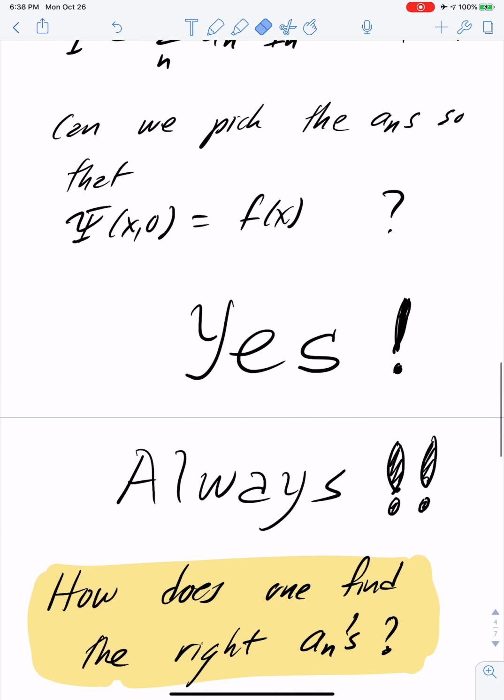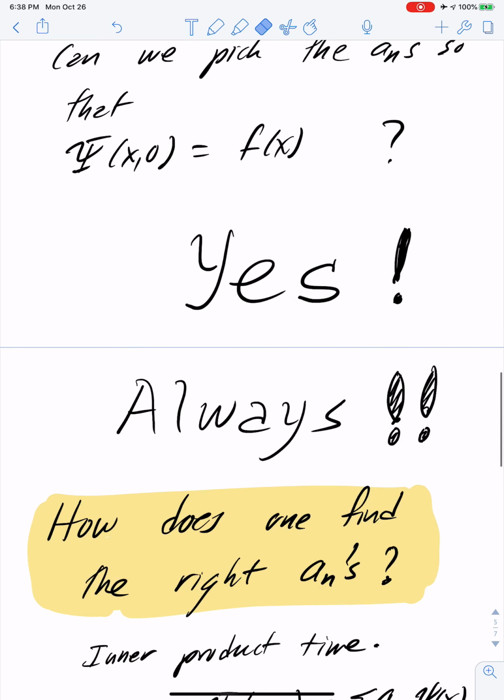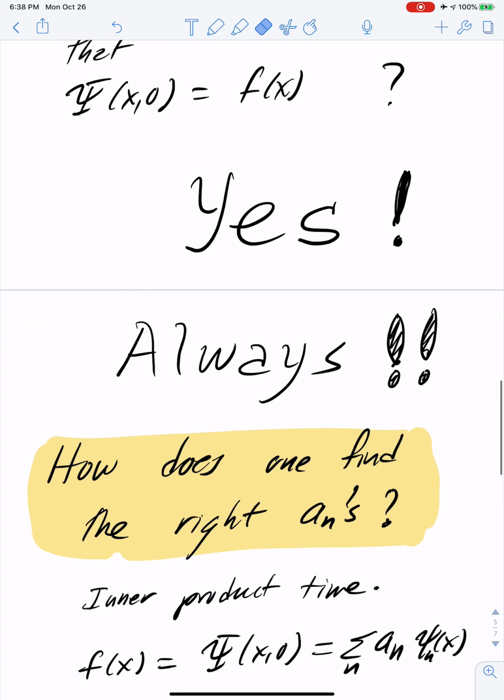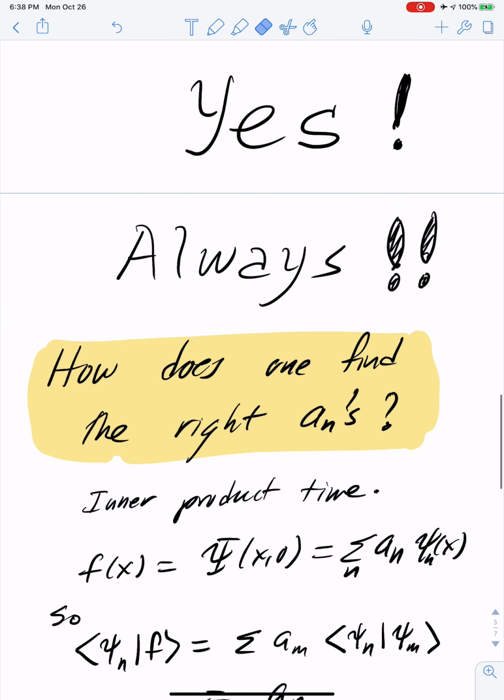But the nice thing is there's a really simple way to find them. So the inner product is what saves us again. So let's write out what we know at t equals 0. At t equals 0, we know that the wave function is this initial shape f. And then in the stationary states, the time-dependent part goes away because an exponential of 0 is just 1. So we have this simpler thing. We've gotten rid of the time-dependent part. So now let's take the inner product of that with one of our stationary states.